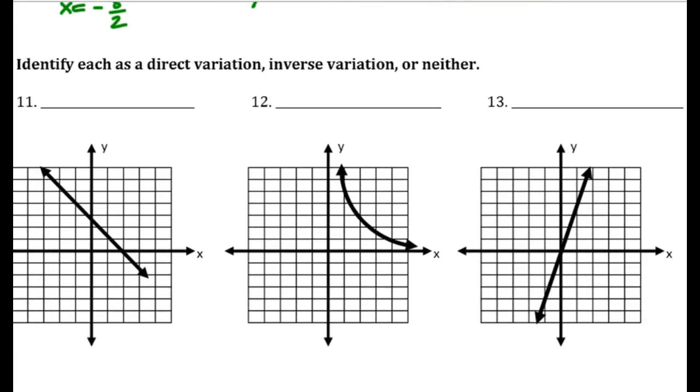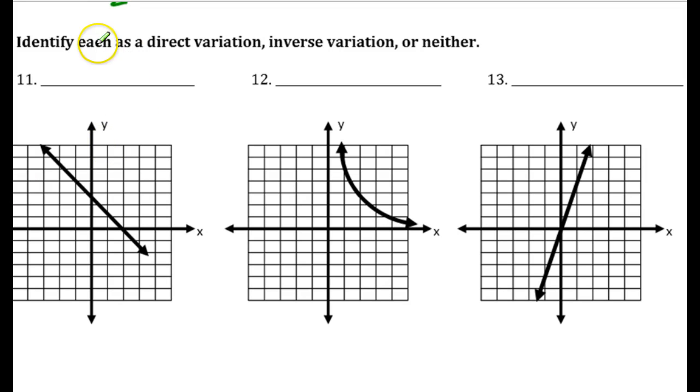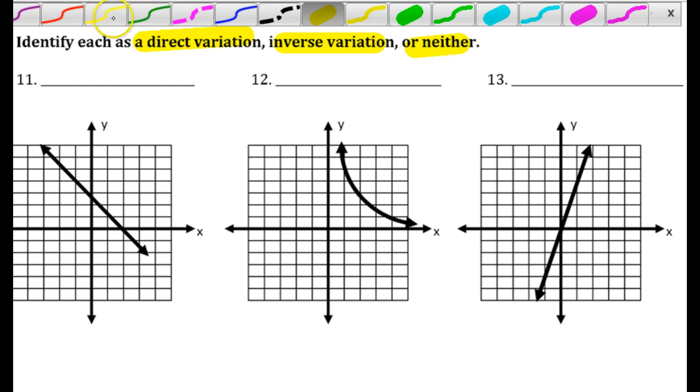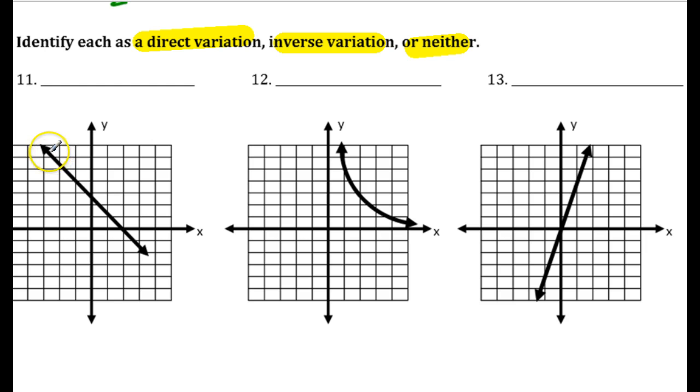Okay? Alright, last three problems. Just practicing identifying the graphs. Okay, so numbers 11, 12, and 13 are different graphs, and it says identify each as either direct variation, inverse variation, or it could be neither. Okay, so think about what they should look like in the rules. Okay, number 11, look at that, it's a straight line, right? So straight line, that means it's not inverse, but look carefully. Is it direct though? Remember, the one rule about direct is it has to go through the origin, and this line does not. So number 11 is neither direct nor inverse.